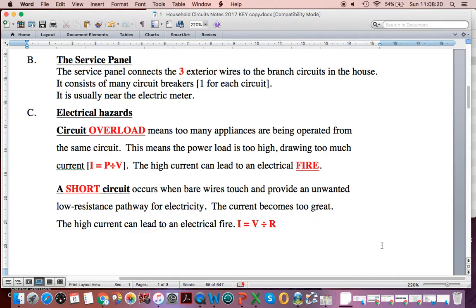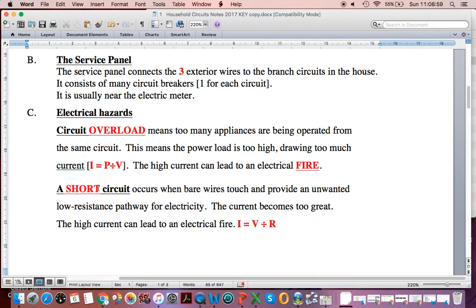Electrical hazards. Well, we have 2 primary ones we worry about here. One is circuit overload, the other is short circuit. Circuit overload means too many appliances are hooked up to the same circuit. Each device will have a power rating, and what happens is you add all their power ratings in this formula. The voltage is typically 120. If this total power gets too big, the current, strangely I represents current because physicists are a bit odd, will become very big, and if it becomes too big, it can lead to a fire unless you switch the circuit off somehow.